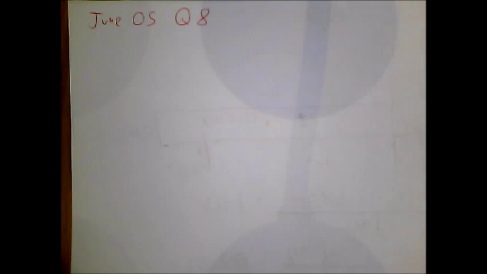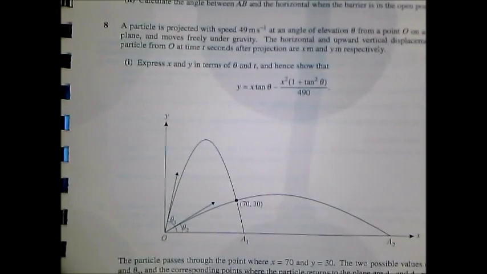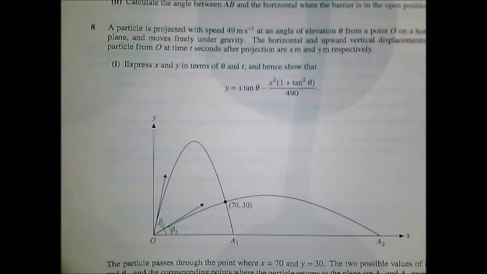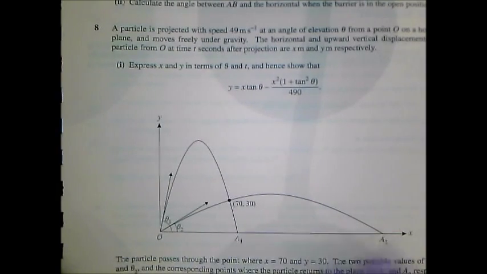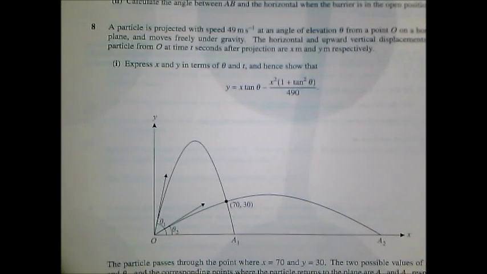Hello, Mr. Price here, and this is the final question on the June 2005. This is question 8, and it's one we've seen kind of before in the paper, actually. We have another projectile question. So, we'll look at the first part. And we have our particle, and it's projected with a speed of 49 meters per second at a certain angle of elevation.